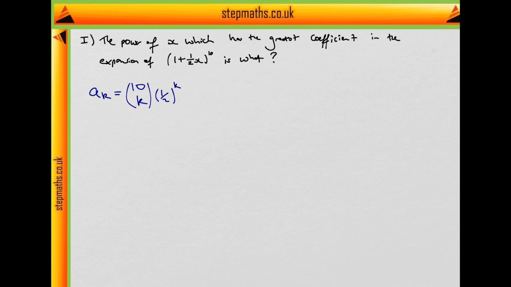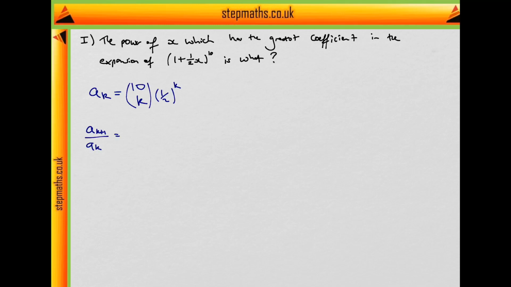So let's look at the ratio of consecutive coefficients. When that ratio is greater than one, that means that the second coefficient is larger than the first, i.e. the coefficients are increasing. And when it's less than one, that means that they're decreasing. So a sub k plus 1 over a sub k, what is that?